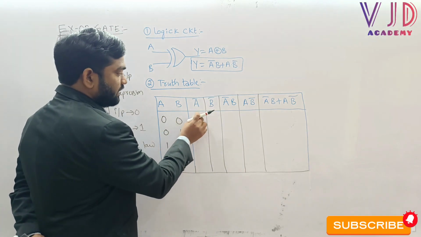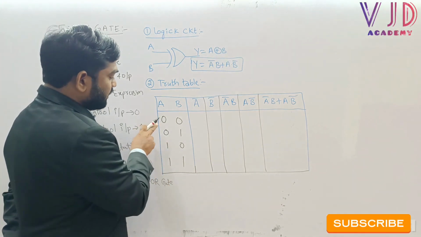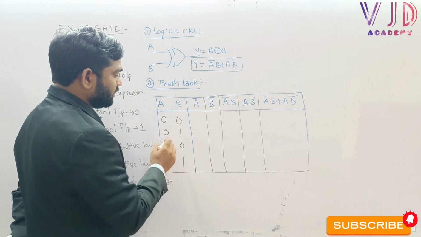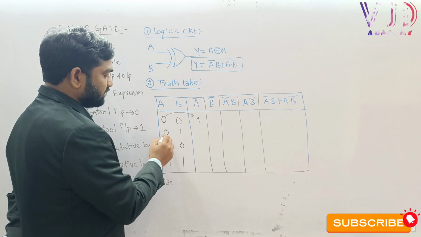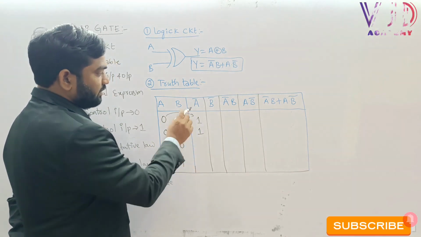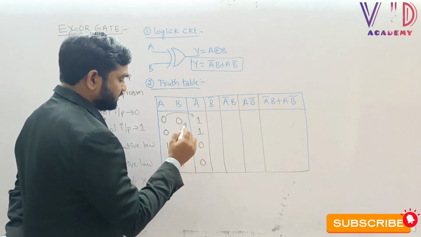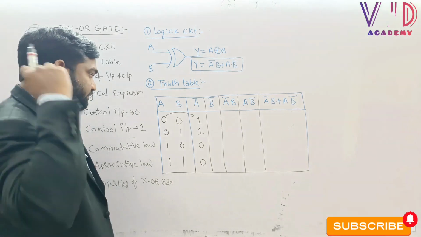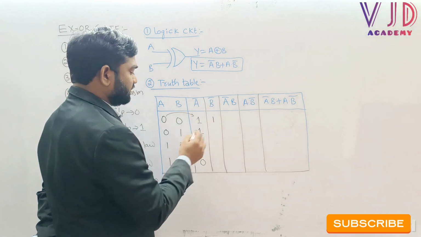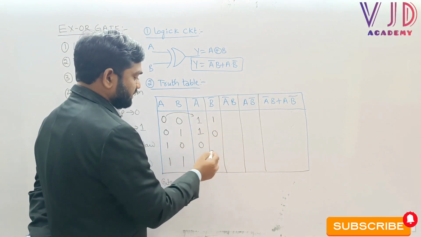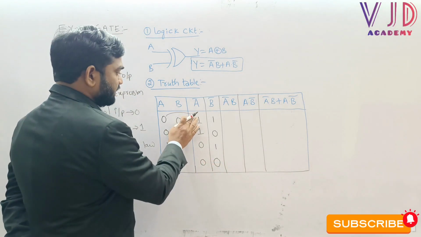Sir, here we have A bar, which means we just need to complement the inputs available at A. So first input is 0, complemented it will be 1. Second input 0 also becomes 1, because this is A bar. Here 1 becomes 0, here 1 becomes 0. After that B bar: here 0 becomes 1, 1 becomes 0, 0 becomes 1, and 1 becomes 0. So this is the complementation of A and B.